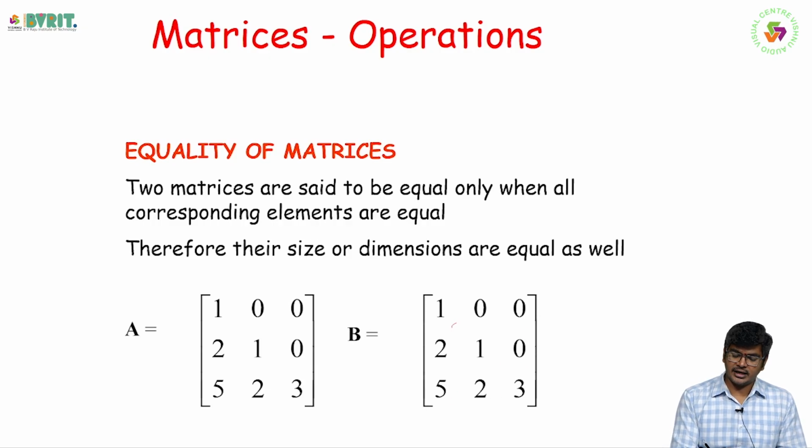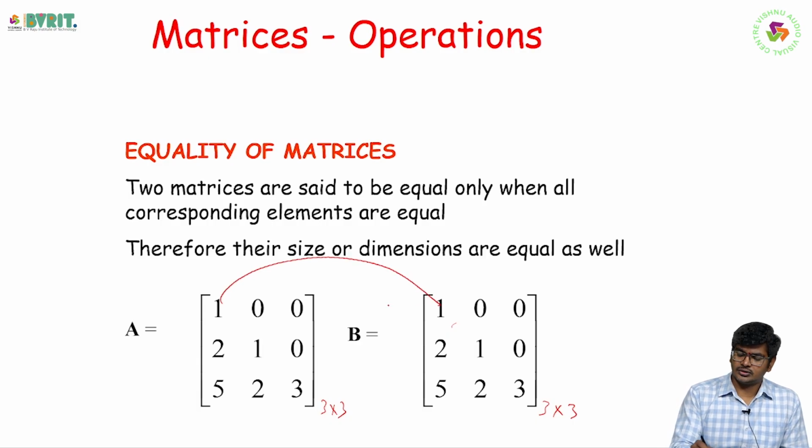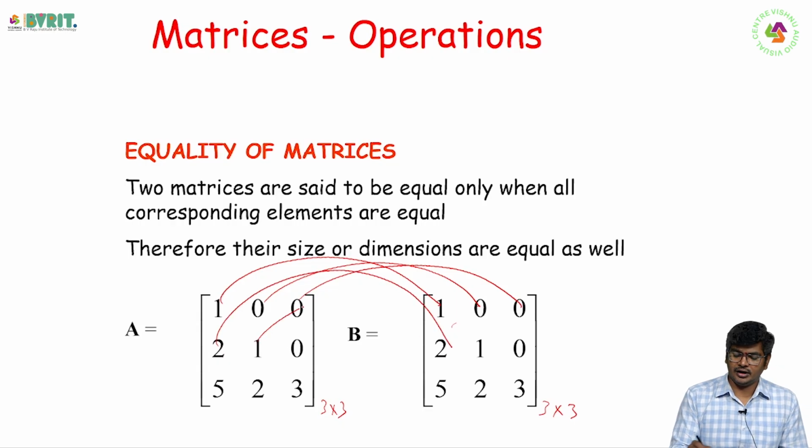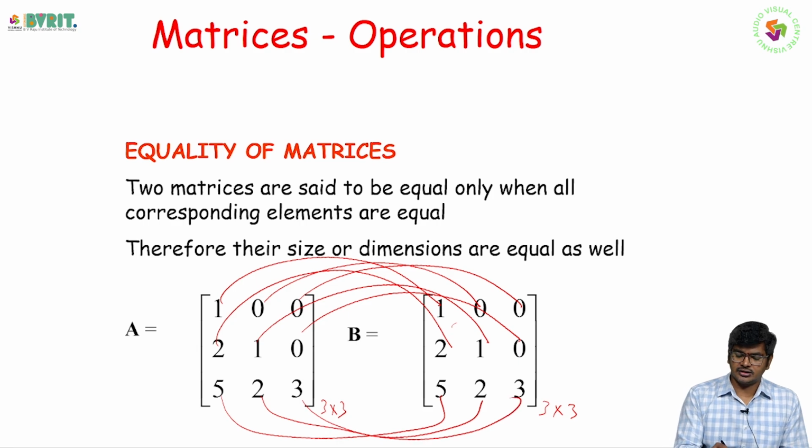What is the order of matrix A? 3 by 3. B is also 3 by 3. Equal matrices mean every corresponding entry is equal: 1 and 1 equal, 0 and 0, 0 and 0, 2 and 2, 1 and 1, 0 and 0. Every entry is equal. This type of matrix is called an equal matrix. Equal matrices mean the order is the same and every entry is the same.